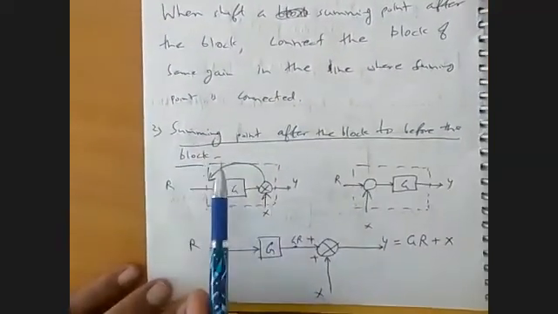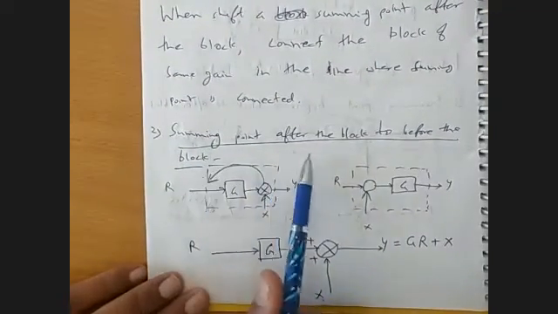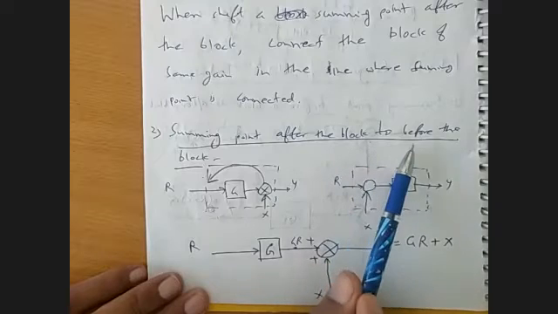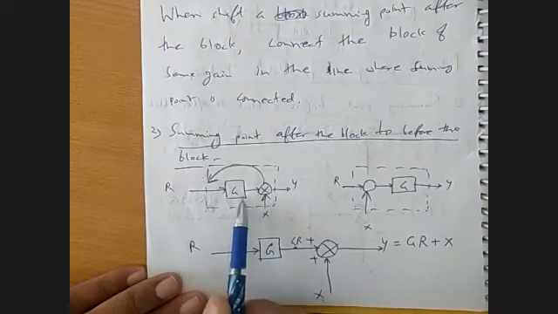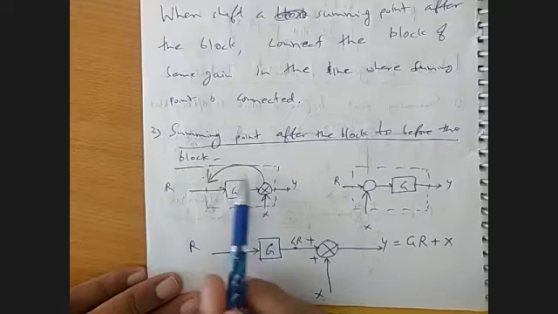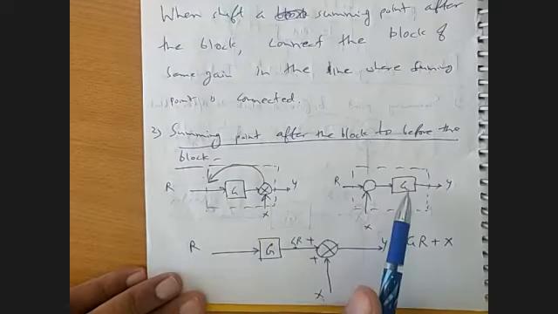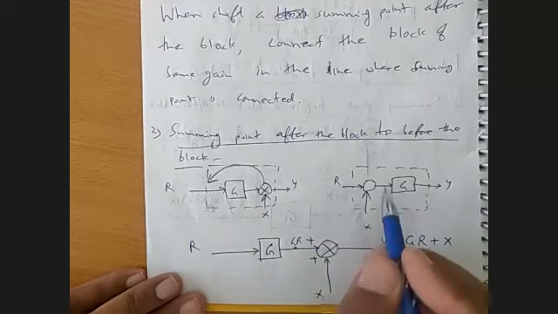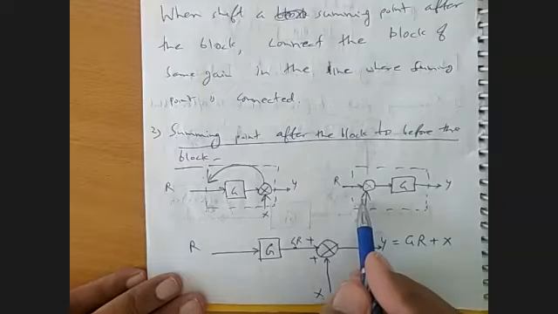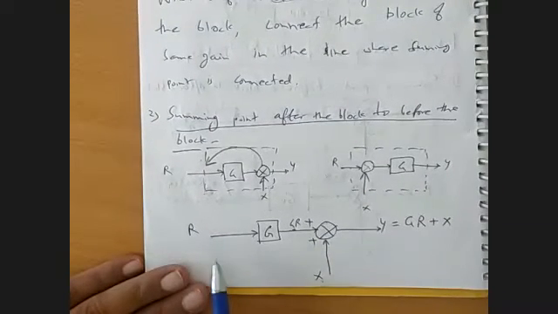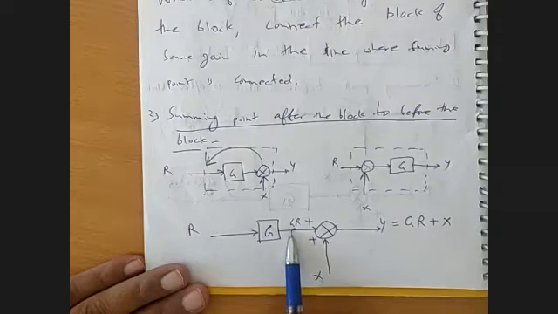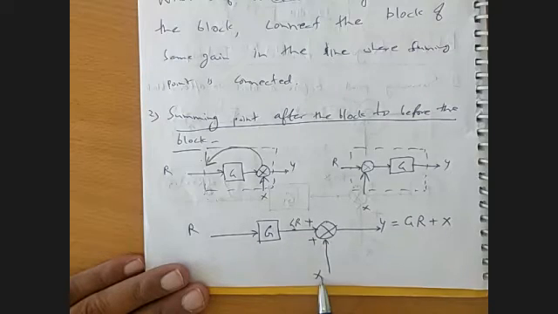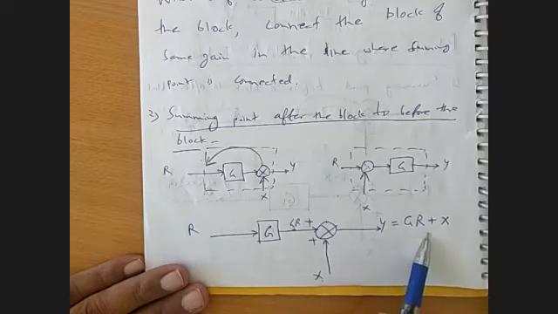Similarly, when we want to shift summing point after the block to before the block, that means summing point is connected after the block and we want to shift it before the block. So it will be this connection. For this signal R, we are getting GR, and X here, so that will become GR plus X.